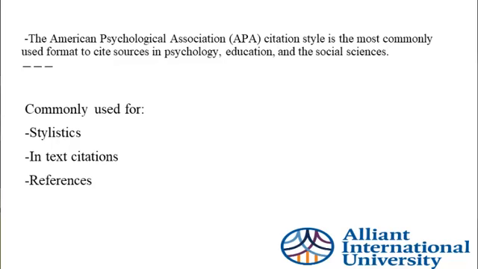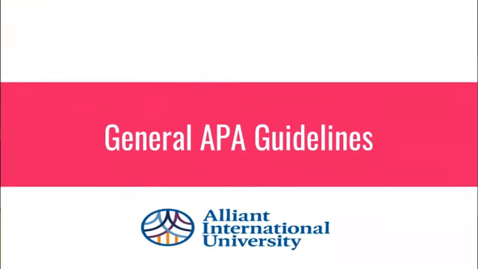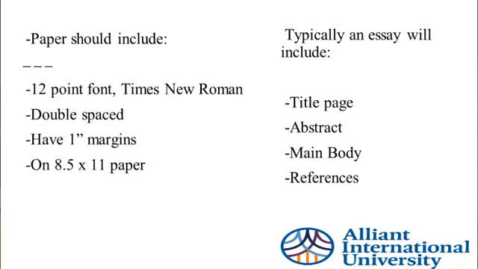Some general APA guidelines. Just for the sake of a research paper, there is 12-point font, Times New Roman, double-spaced, 1-inch margins on 8.5 by 11 paper. Typically your essay will include the following sections: your title page, abstract, main body, and references. And we'll go in more depth on APA formatting about those sections.